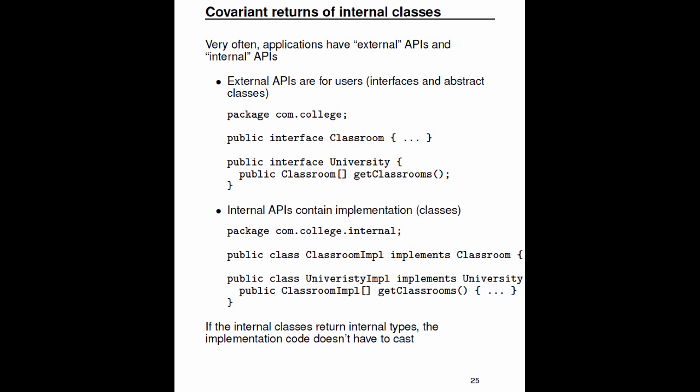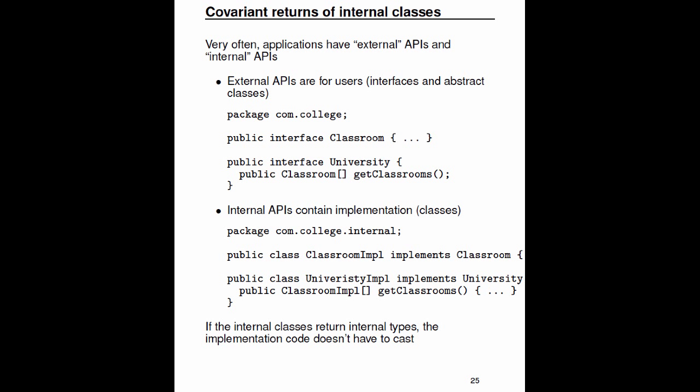One other place where covariant returns come in handy is when you have external APIs and internal APIs. This is a common pattern. The whole idea is that, hey, to the world, you expose one interface, but then internally, you have an implementation of that interface that's internal and probably adds some behavior that's only needed internally. So for instance, let's say that I've got an application that models a classroom, and that classroom resides in a university. So I've got University, I've got Classrooms, and getClassrooms and things like that.